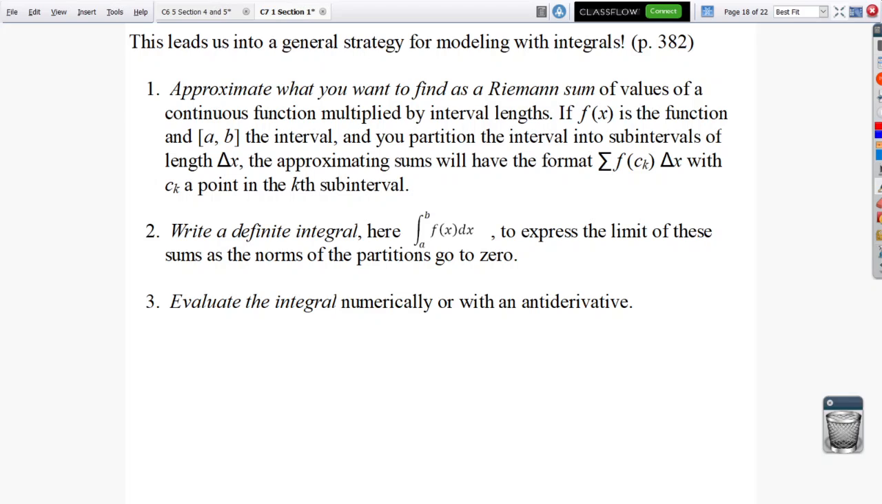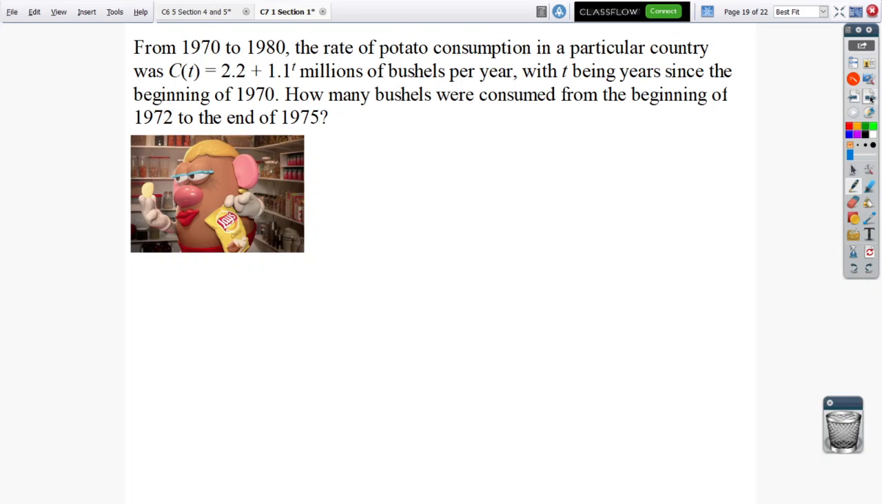If f of x is the function and a to b the interval, and you partition the interval into subintervals of length delta x, the approximating sums will have the format summation f of c sub k delta x with c sub k a point in the kth subinterval. To write a definite integral, here it'll be integral from a to b of f of x dx to express the limit of these sums as the norms of the partitions go to 0, and evaluate the integral numerically or with an antiderivative. All of that just comes into doing a problem like this.